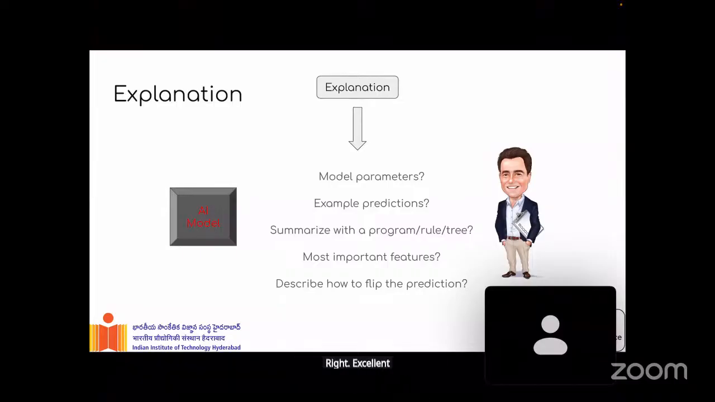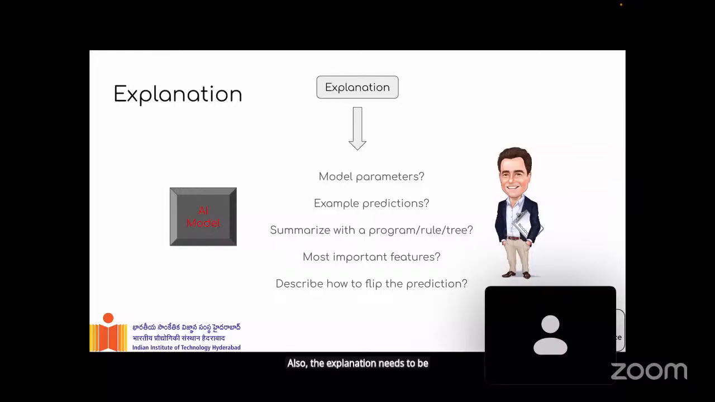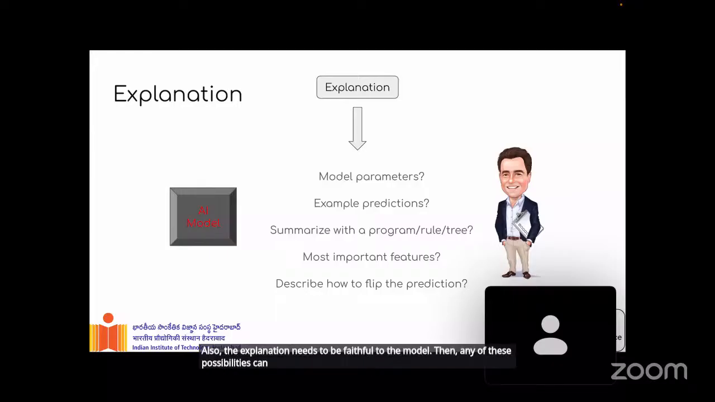Excellent. Thank you. So any of them, see, the purpose is simple. You have to explain the model to the end user. Also, the explanation needs to be faithful to the model. Then any of these possibilities can be an explanation, as long as you're serving the understanding of the model and being truthful to the model.